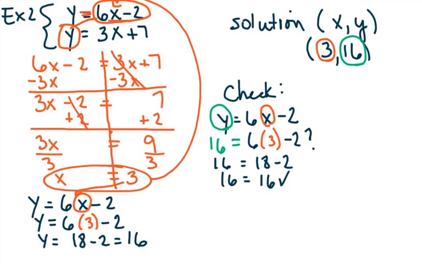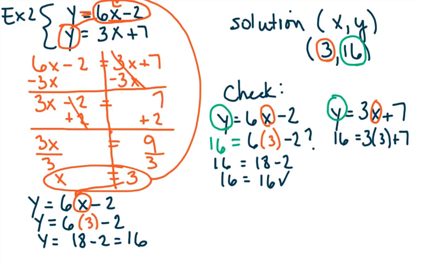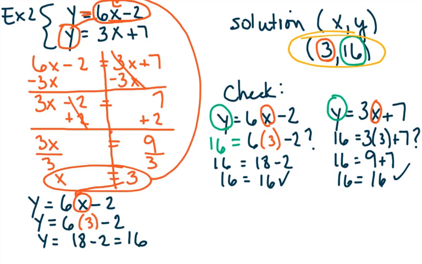The second equation is y equals 3x plus 7. Again, my x value is 3. My y value is 16. So the result is going to be 16 equals 3 times 3 plus 7. And I want to know if that's right. Does 16 equal 9 plus 7? 9 plus 7 is 16. So yes, that is the guarantee that 3, 16 is the correct answer.